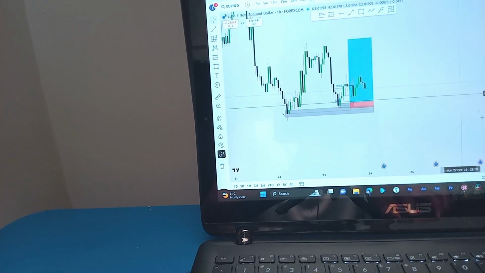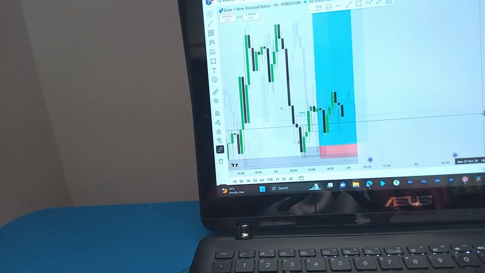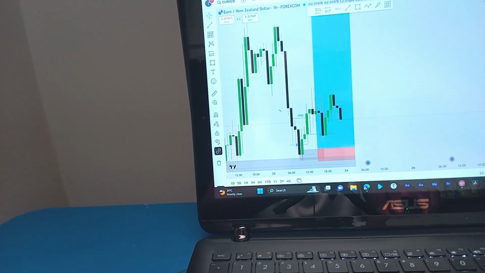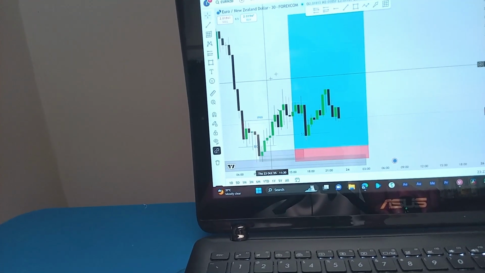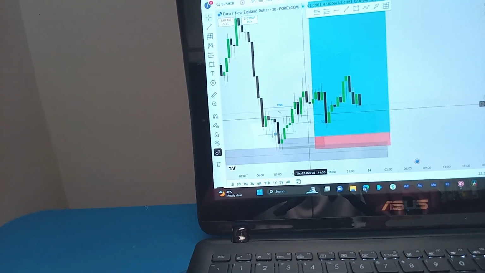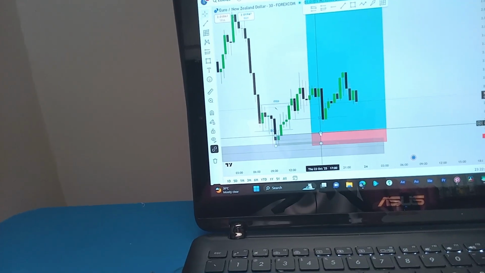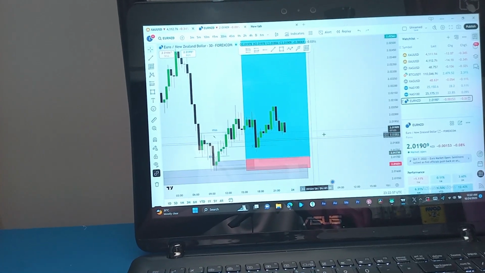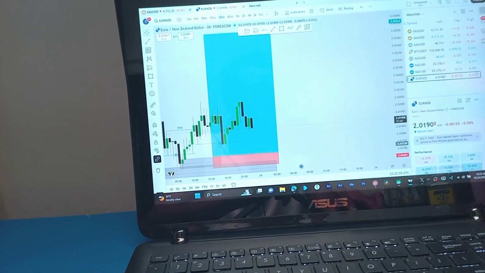So I still have an update. I'm looking to buy Euro NZD at this region. I got the analysis from the 30 minute time frame. Market structure shift to liquidity, and that's my POI. Okay, I got my orders placed.